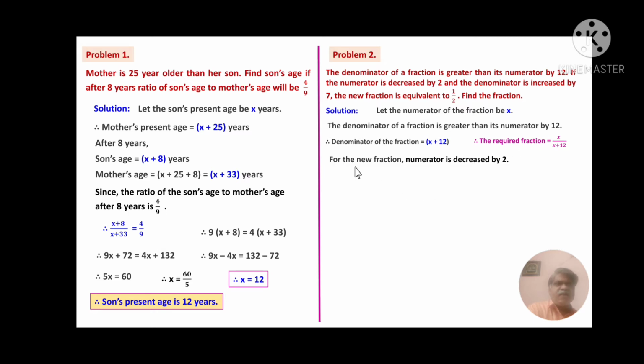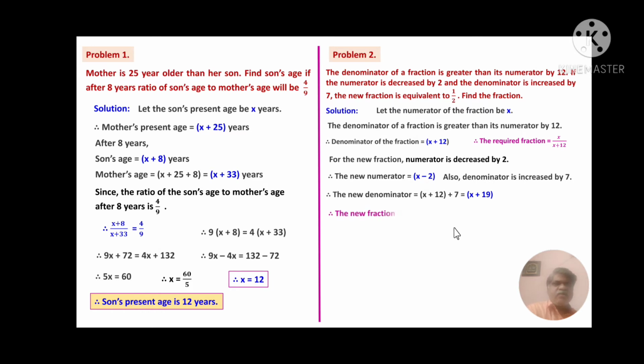Let us try for that now. For the new fraction, the numerator is decreased by 2. Decreased means minus. Therefore, the new numerator will become x minus 2. And the denominator is increased by 7. So, the new denominator will now become x plus 12 plus 7, that is x plus 19.